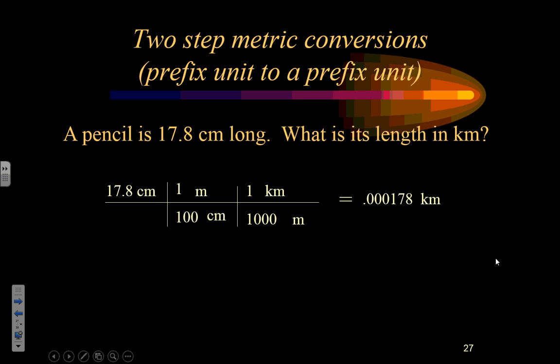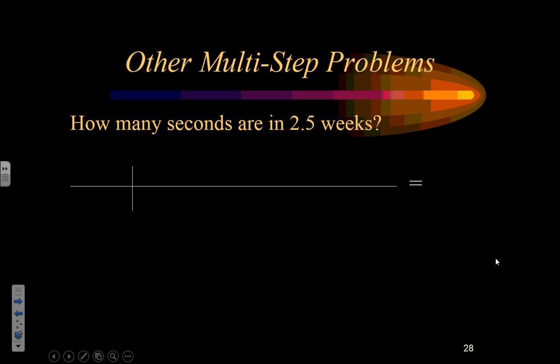Now, mention about sig figs, we're starting with 3. In this case, everything in between is a defined quantity, so those are all unlimited. So I start with 3, I got to end up with 3. So 0.000178 kilometers. Now, there's other types of multi-step problems besides metric conversions.